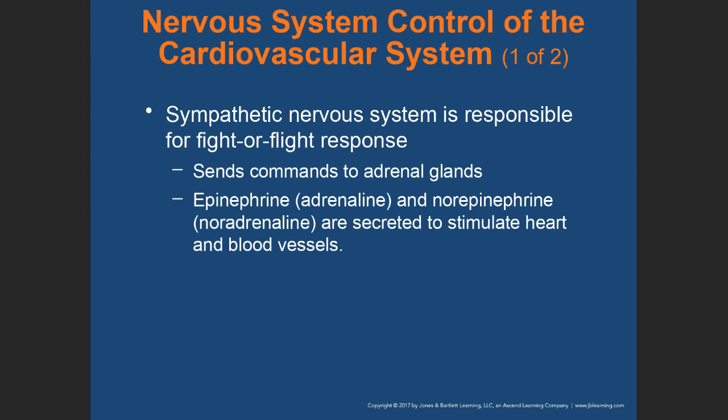Norepinephrine, noradrenaline. When norepinephrine or noradrenaline comes out, it acts heavily on the blood vessels. So it stimulates the blood vessels. When the blood vessels are stimulated, they constrict, and that increases the pressure inside the blood vessels. Now, once that occurs, then the body will produce adrenaline or epinephrine. When epinephrine or adrenaline comes out, it will stimulate the heart muscle itself.